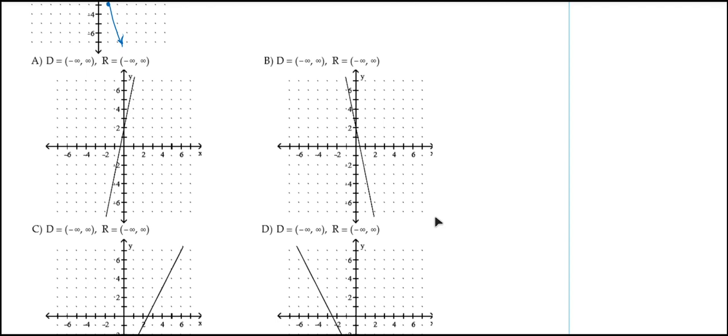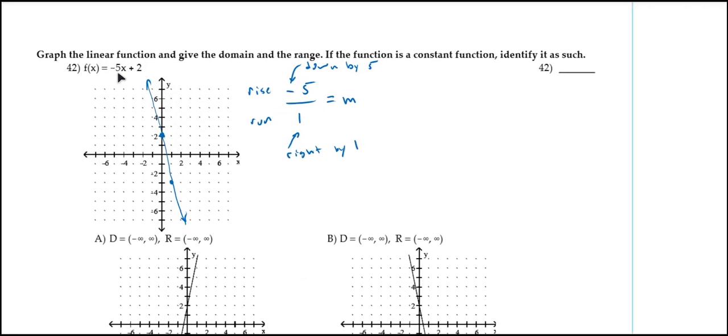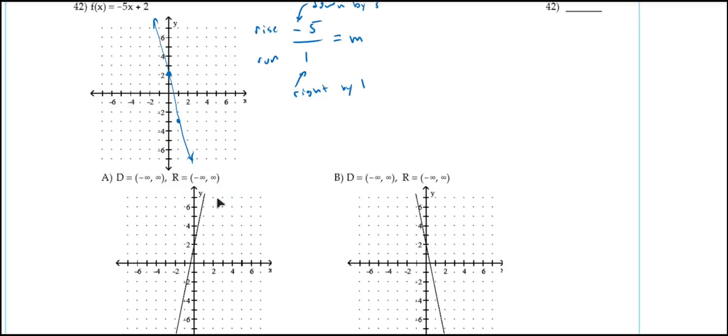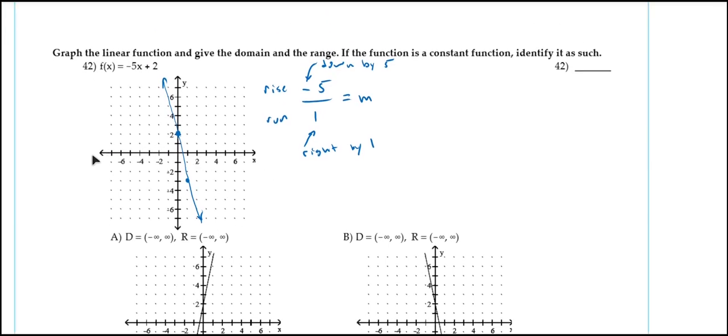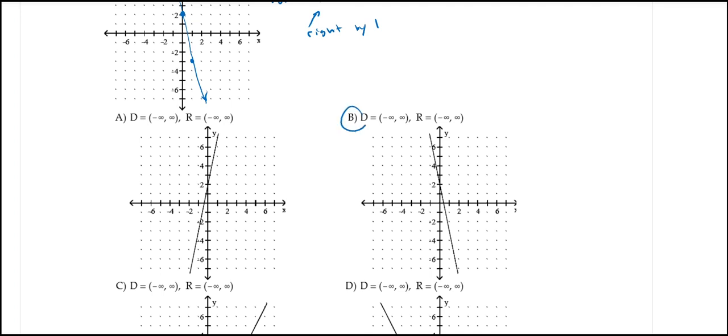Notice that all of the domains and ranges all say negative infinity to positive infinity. And that's true for all lines which are not vertical lines. And horizontal lines have a single point for their range, but the domain will still be negative infinity to infinity. All slanted lines, such as this, have domain and range both negative infinity to positive infinity. These lines go left and right forever, and they also go up and down forever. So that gives us B here.